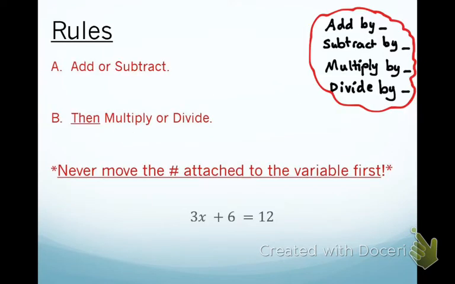All right, let's look at a few rules. The first thing, Rule A says you're going to add or subtract before you do anything else. Rule B says then you will multiply or divide. And finally it says never move the number that is attached to the variable first. If you look at my example down here, what number is attached to the variable? The 3. So I want you guys to actually take your red pen and draw a heart around these.